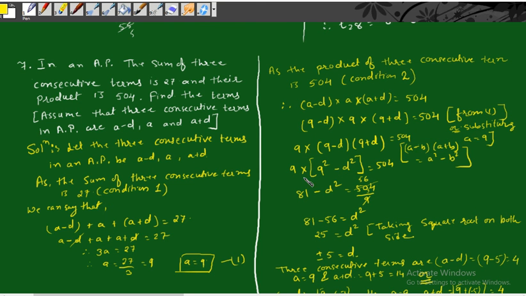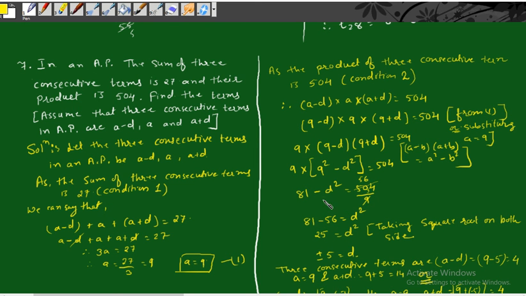Okay. So here I shift this 9 to the opposite side of the equal sign. So it is in the form of multiplication, so it becomes division. So 9 into 9 minus d square is equal to 504 upon 9. By cancelling we get 56. So 81 minus 56 is equal to d square.